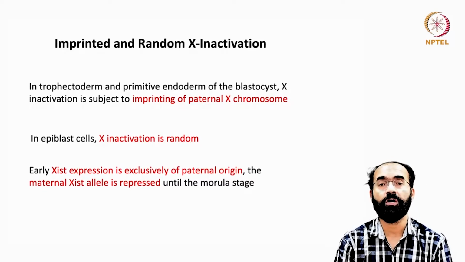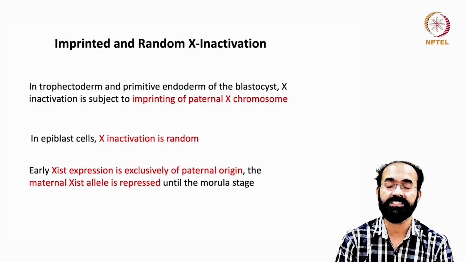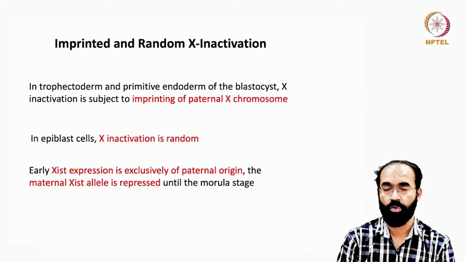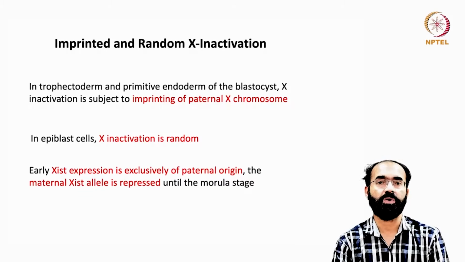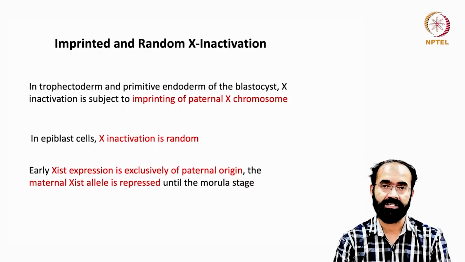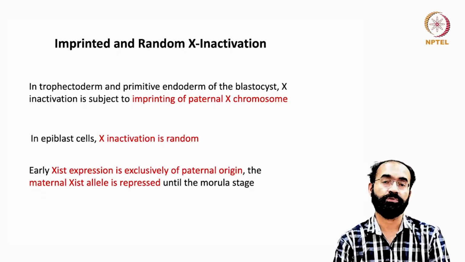Whereas the maternal copy of Xist is not allowed to express until the morula stage. Once it crosses the morula stage, the epiblast structure will have a randomization. That means the maternal one also will start expressing.